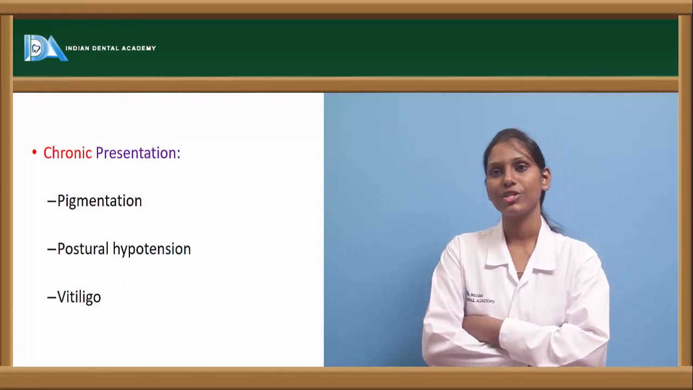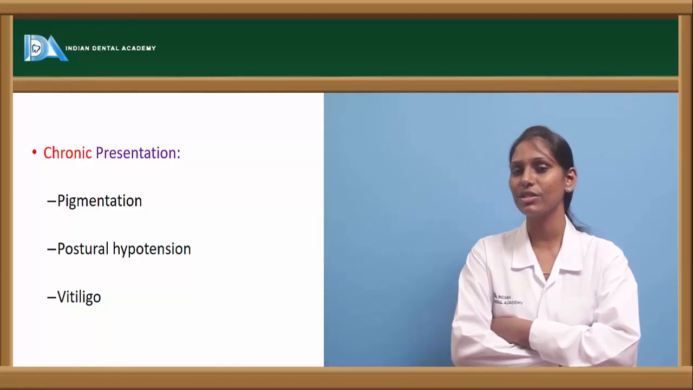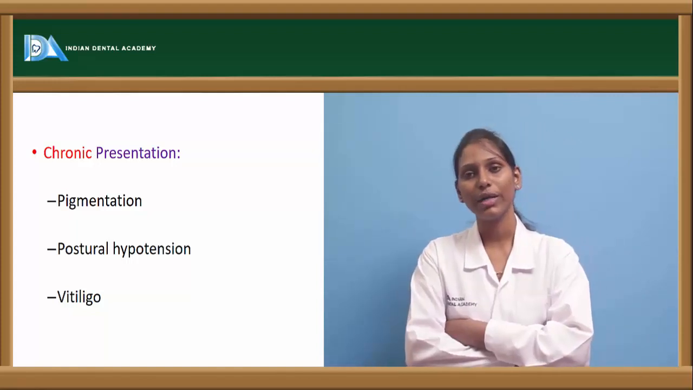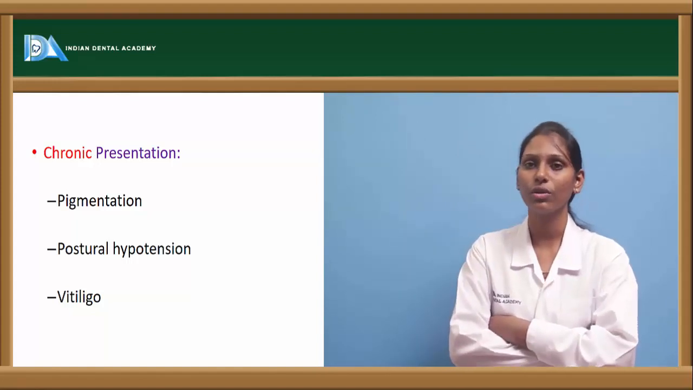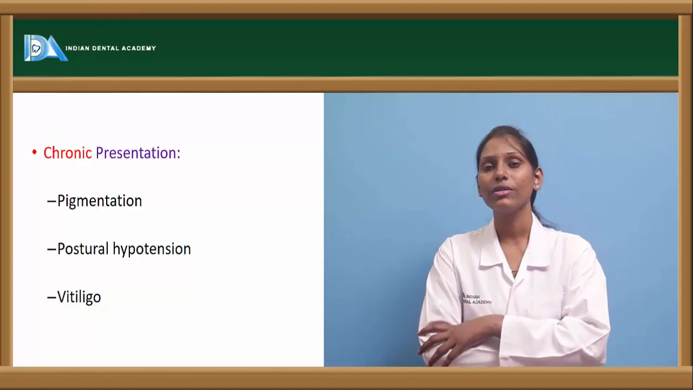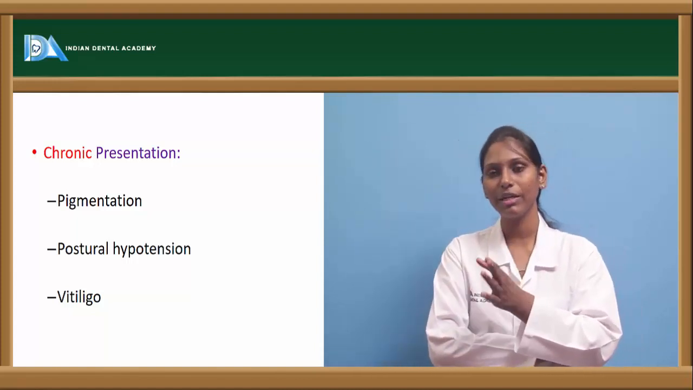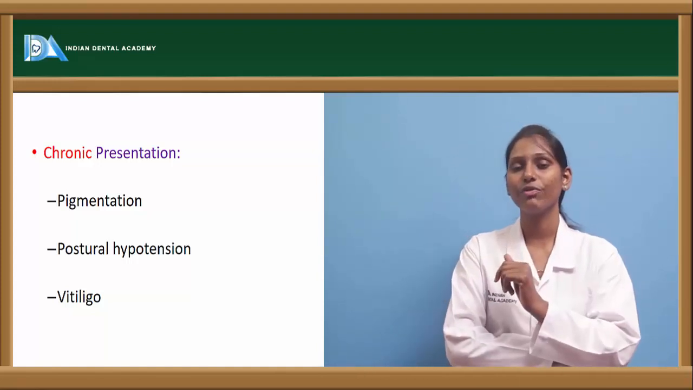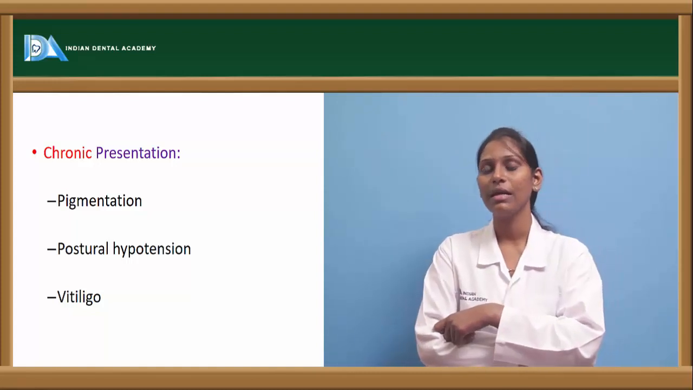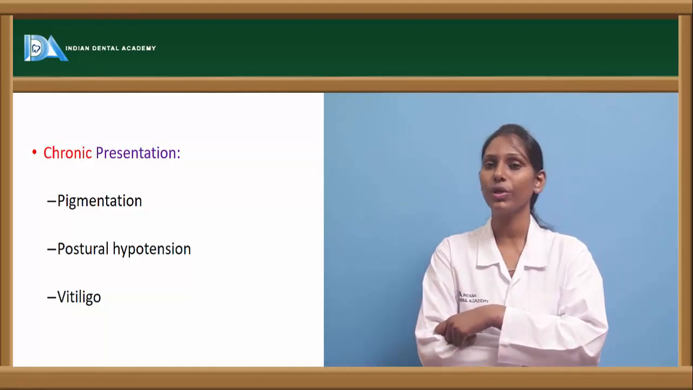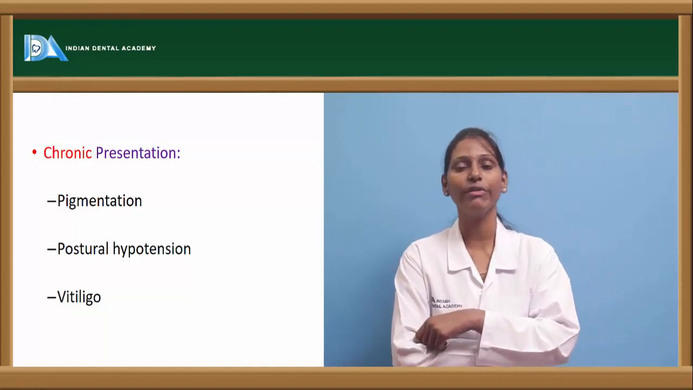Coming to chronic presentation, they usually present with pigmentation. This pigmentation occurs because whenever ACTH stimulation is done, melanocyte stimulating hormone, MSH, is also produced at the same time, because the gene coding for both of them is similar in a few arms. So whenever there is stimulation of ACTH, there is concomitant stimulation of MSH, which stimulates melanocytes to produce more melanin. Hence there will be pigmentation in these cases, which is a pathognomonic feature of Addison's disease.